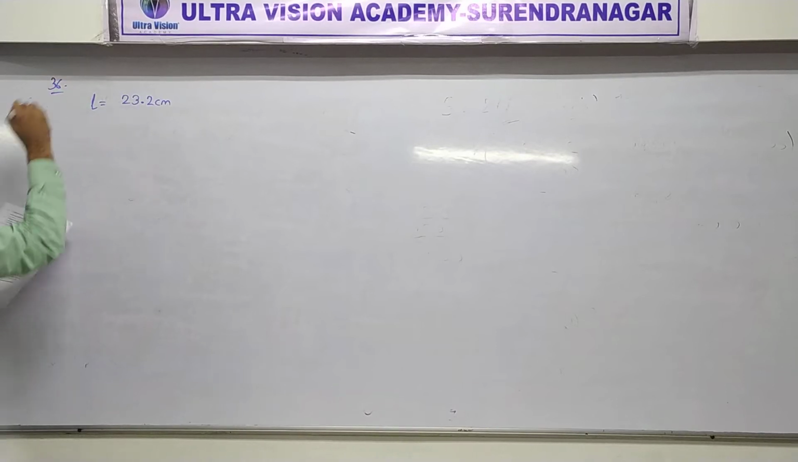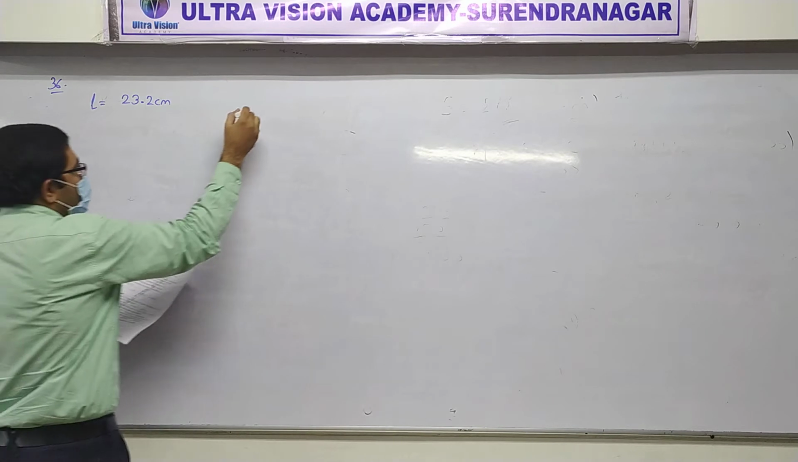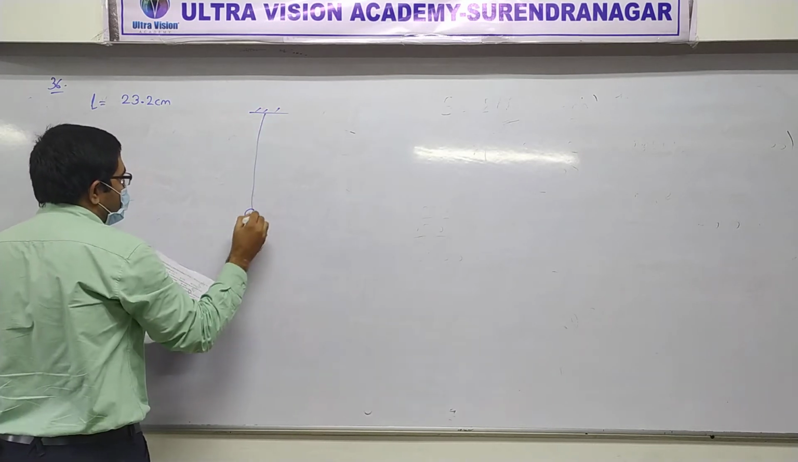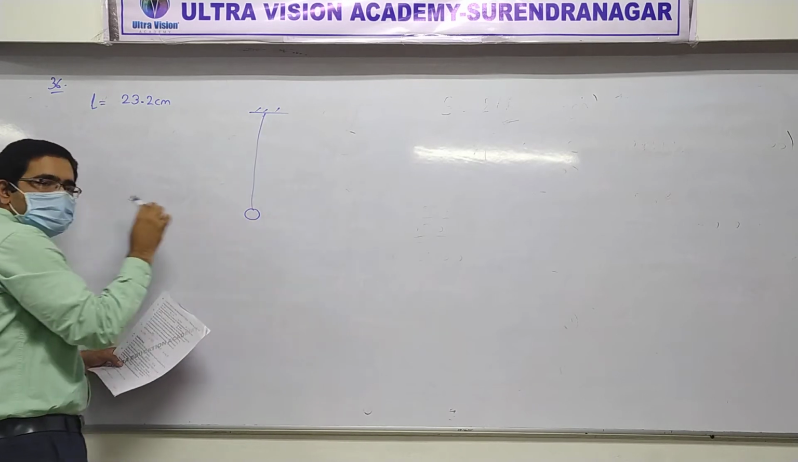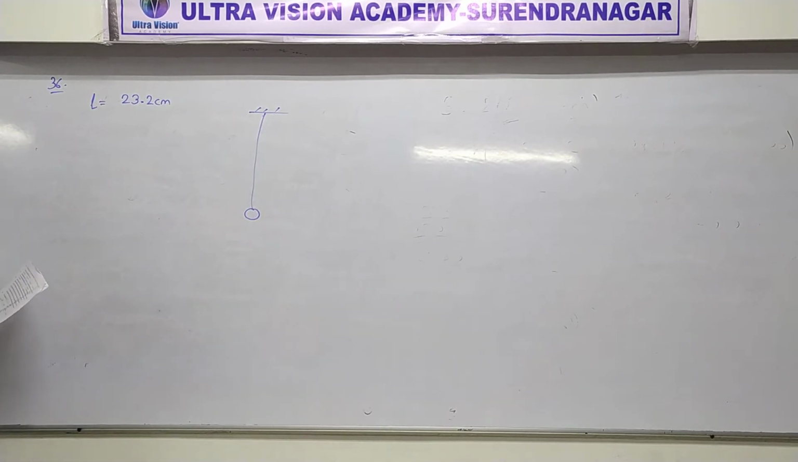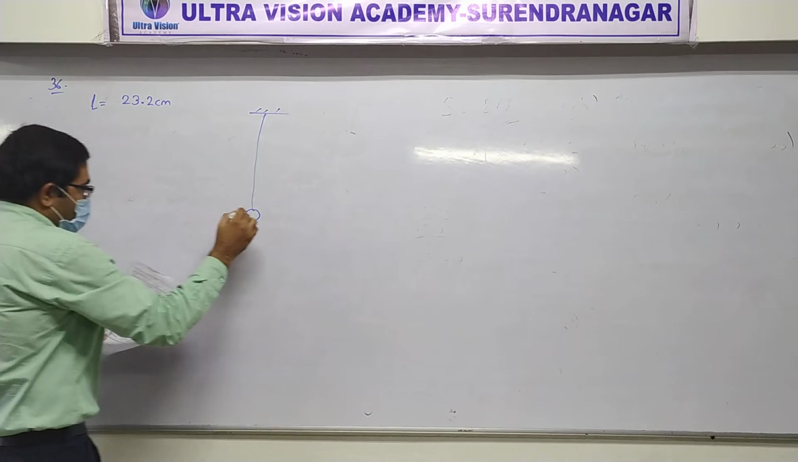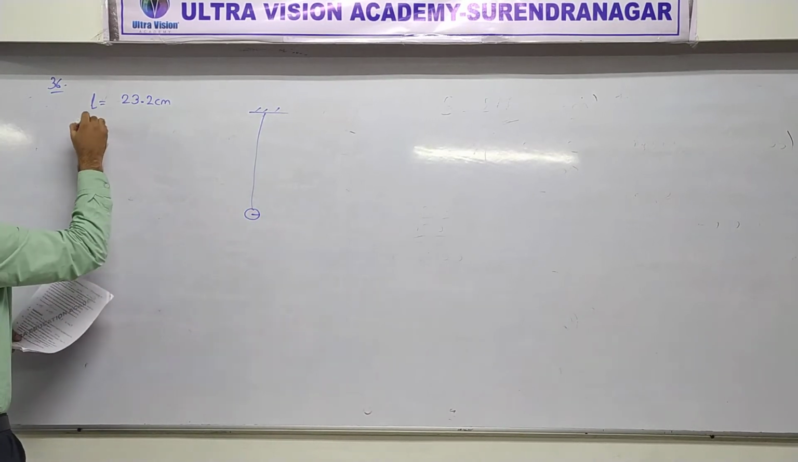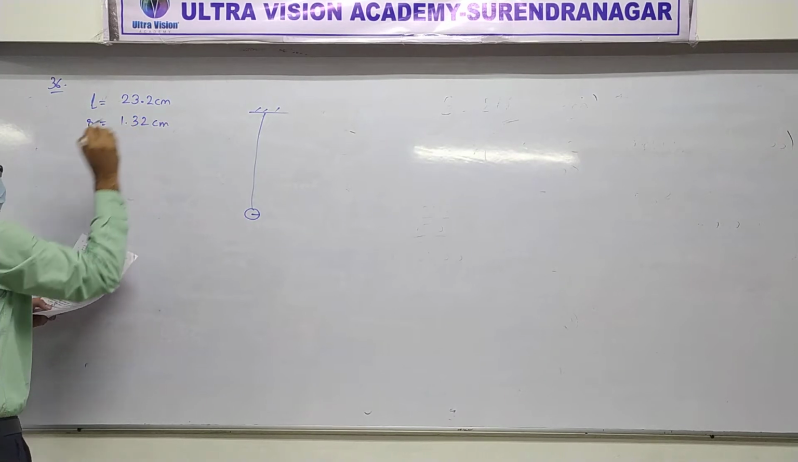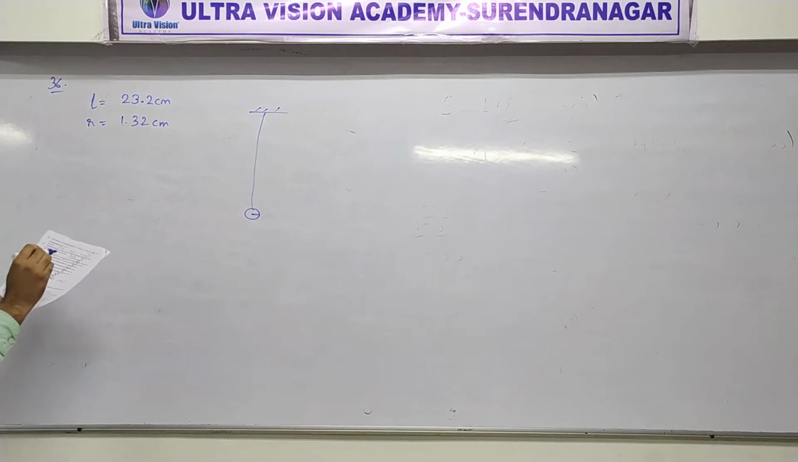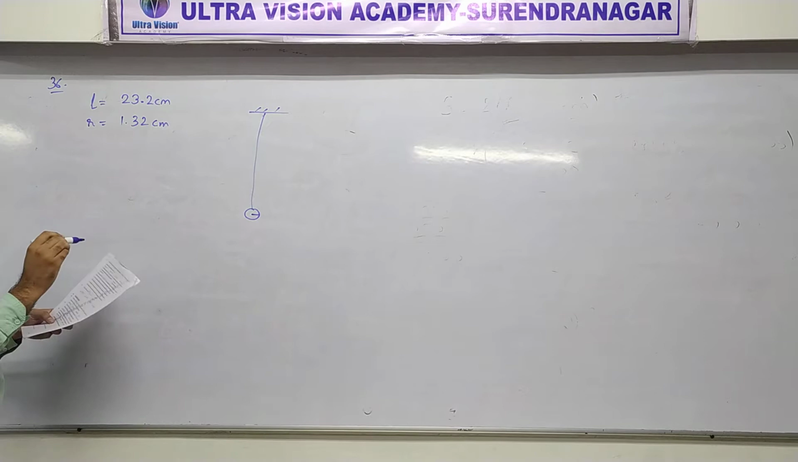Question 36. The length of the pendulum is 23.2. Again, trying to remind you what that means: the length from here, right? Then the radius of this ball is given as 1.32 centimeter, and the time taken for 10 oscillations.